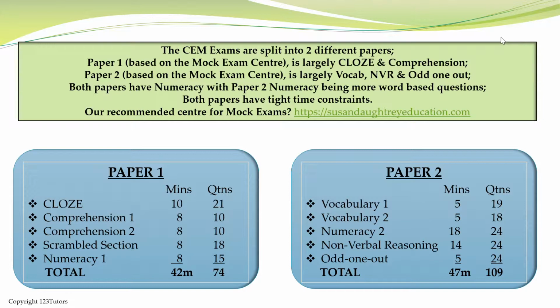So paper 1 has 42 minutes and 74 questions. Paper 2 has 47 minutes and 109 questions. Just take it as a rough guide that each paper will be about 50 to 60 minutes, and do expect these types of tight time constraints. So, dumbing it down, it's between half a minute and 45 seconds per question, on an average basis.